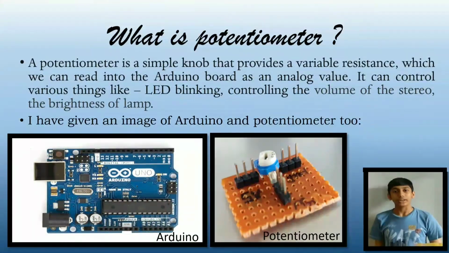So what is potentiometer? A potentiometer is a simple knob that provides a variable resistance which we can read into the Arduino board as an analog value. It can control various things like blinking of LED, turning on and off of various LEDs. I have even given the image of Arduino and potentiometer.